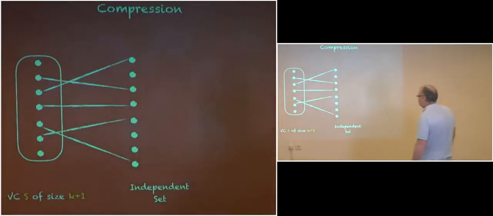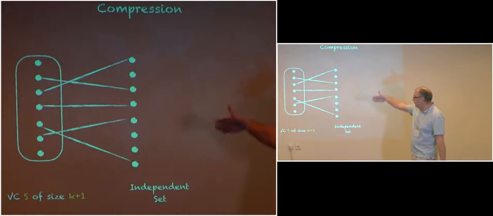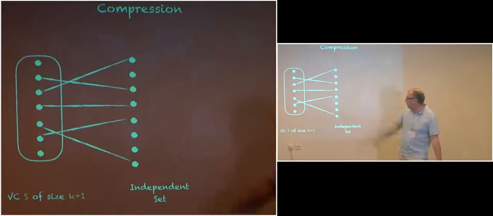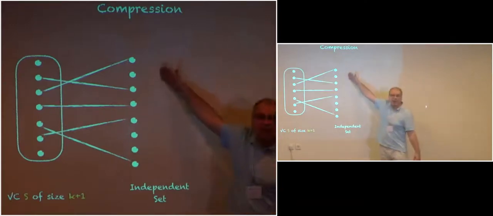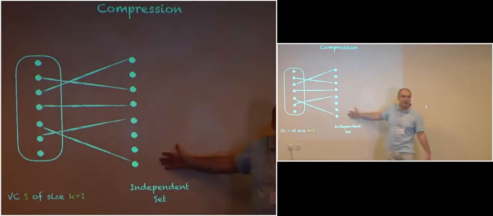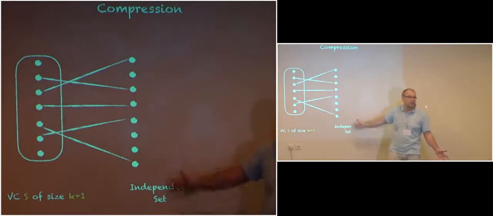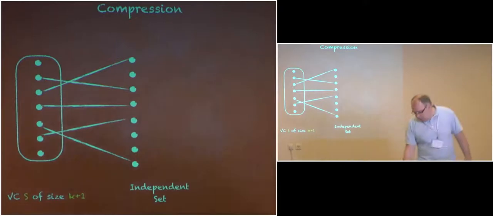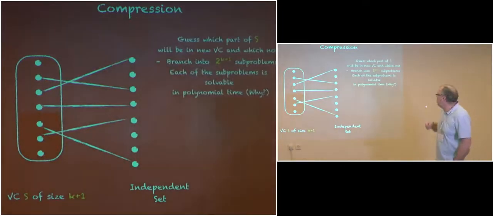Once again, this is the situation. I have a graph, and I have a vertex cover in the graph of size k plus 1, and I have the remaining vertices. The remaining vertices are an independent set. So what I'm doing, I guess.